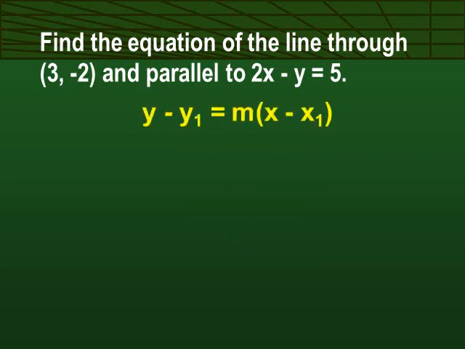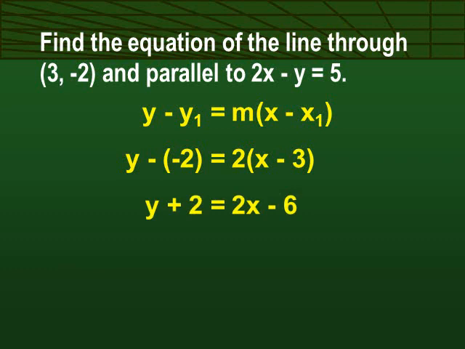So now I'm going to plug that into point slope form and plug in the point as well. So I've substituted in my slope, my y, and my x of the point given. Now I'm going to simplify, and now I'm just going to solve for y. So all I have to do is subtract 2 from both sides, and that's the equation of my new line.